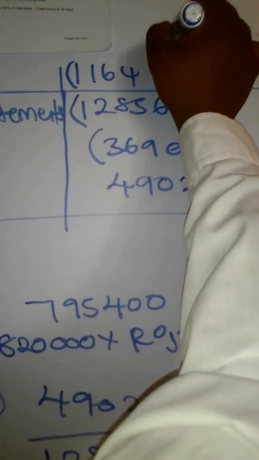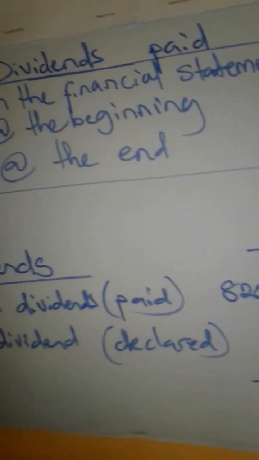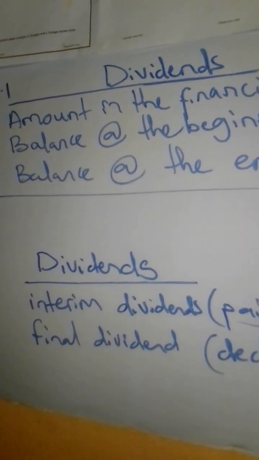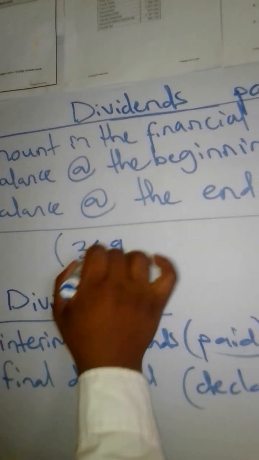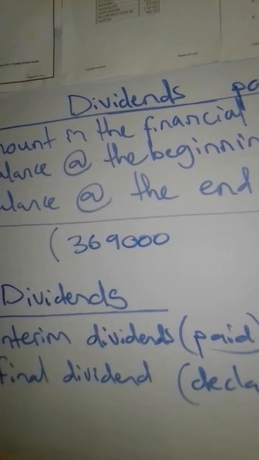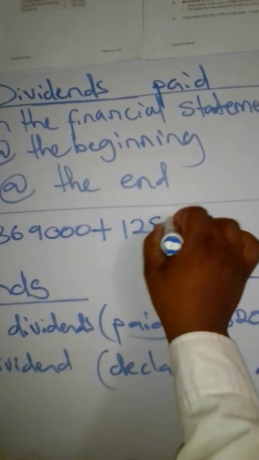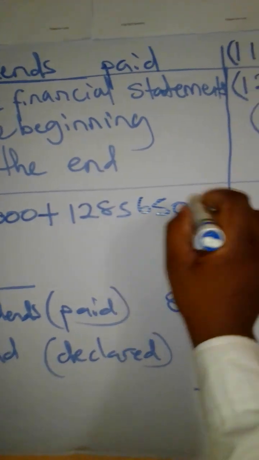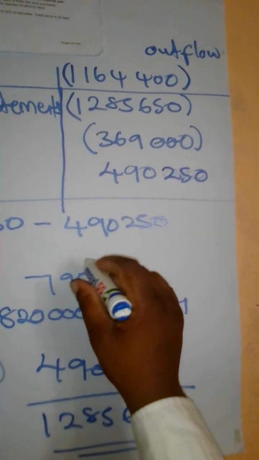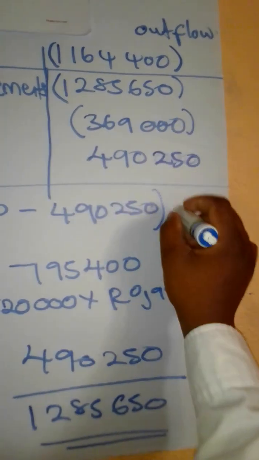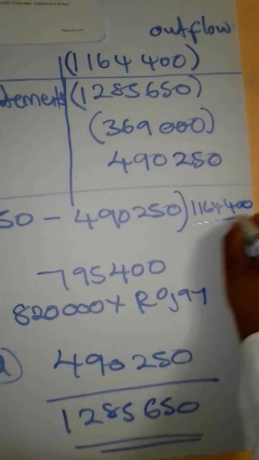Remember, it is actually an outflow. The other way that you can show this calculation, because of the space that will be given in your answer book, is to simply open a bracket, and then take the balance at the beginning, which is 369,000, and add it to the amount in the financial statement, 1,285,650, and then minus the amount at the end, which is 490,250. This will also give you 1,164,400.